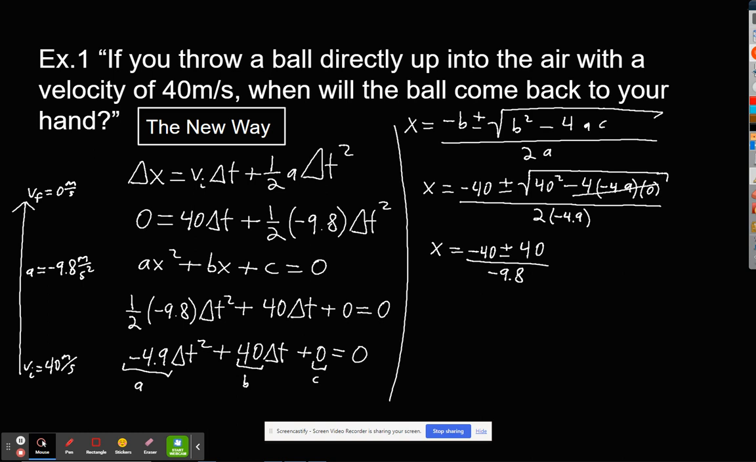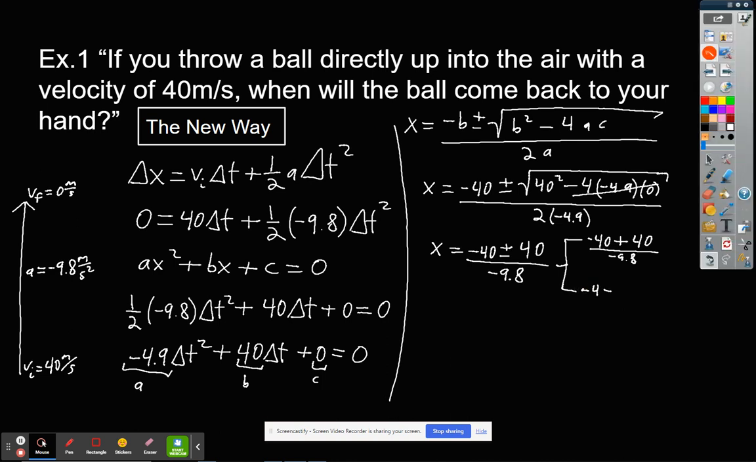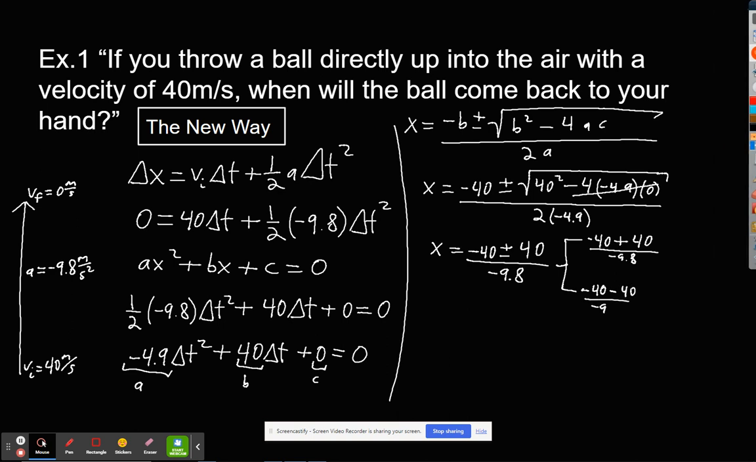And here is where I would break it up, solve twice. Say negative 40 plus 40 divided by negative 9.8. And then negative 40 minus 40 divided by negative 9.8. So at the top, I've got negative 40 plus 40. That would give me 0. 0 divided by anything is 0.